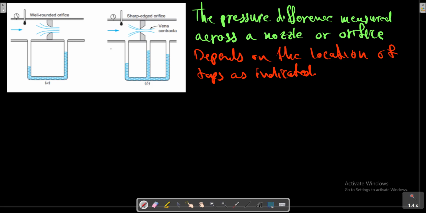Since the ideal flow is based on the measured pressure difference, it follows that the coefficient of discharge depends on the location of the pressure taps. Also, the coefficient of discharge for a sharp-edged orifice is considerably less than for a well-rounded nozzle, as shown here and here, primarily due to the contraction of the stream, known as the vena contracta, as it flows through a sharp-edged orifice.